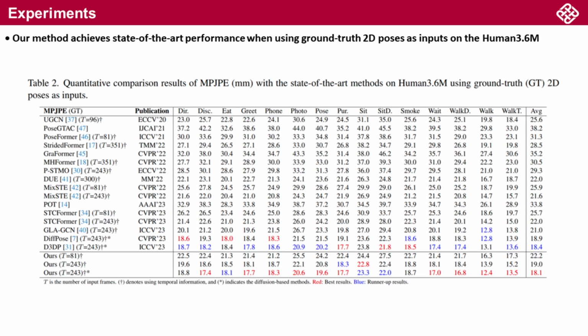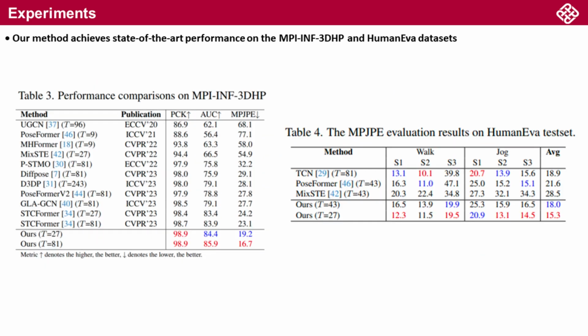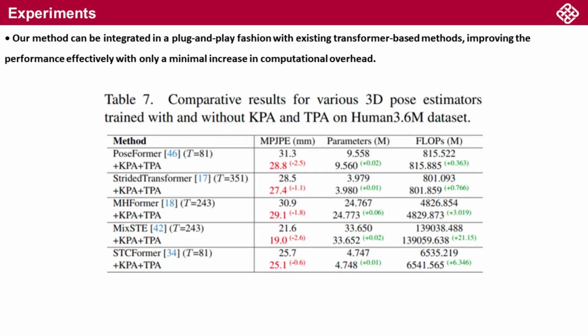Table 2 shows that the diffusion-based KTPFormer achieves the SOTA result 18.1 mm using ground truth 2D poses as inputs. As shown in Tables 3 and 4, our KTPFormer also achieves SOTA results on the MPI-INF-3DHP and HumanEva datasets, respectively. As shown in Table 7, our method brings about noticeable improvements in all the transformer-based models in terms of MPJPE, with very slight increases in the number of parameters and FLOPs.